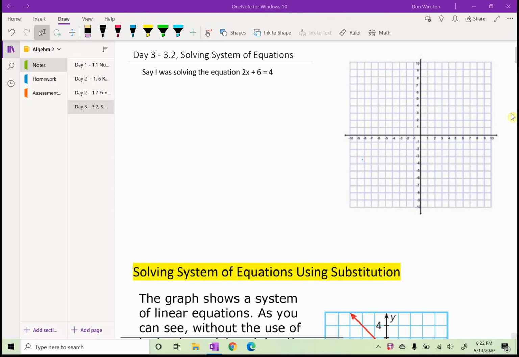Well, good morning, everyone. This is day 3. We are starting chapter 3, so we'll begin with 3.2.